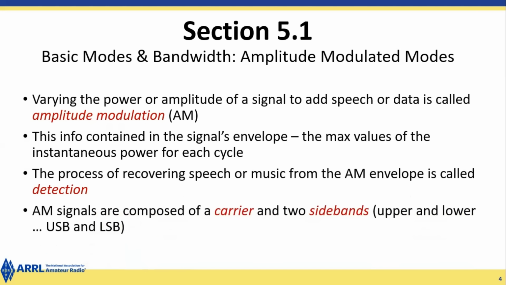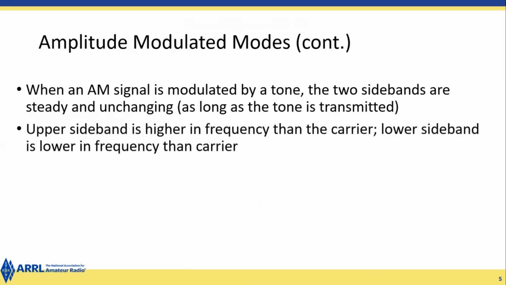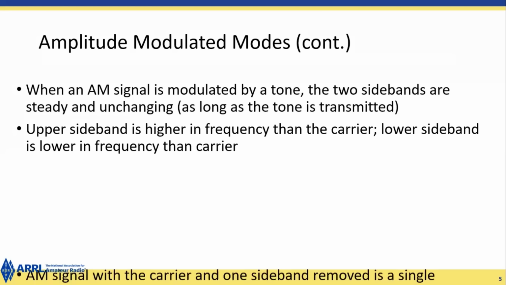AM signals are composed of a carrier and two sidebands. It's called upper and lower sideband. When an AM signal is modulated by a tone, the two sidebands are steady and unchanging. Upper sideband is higher in frequency than the carrier. Lower sideband is lower in frequency than the carrier.